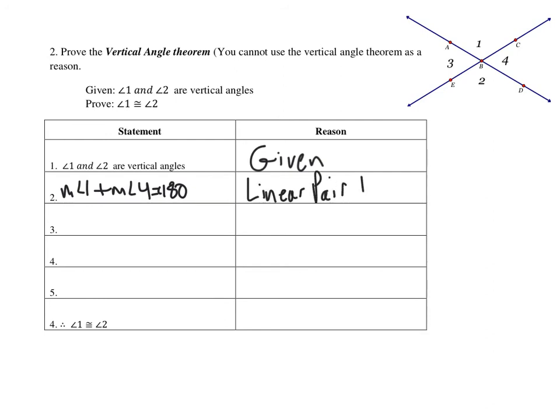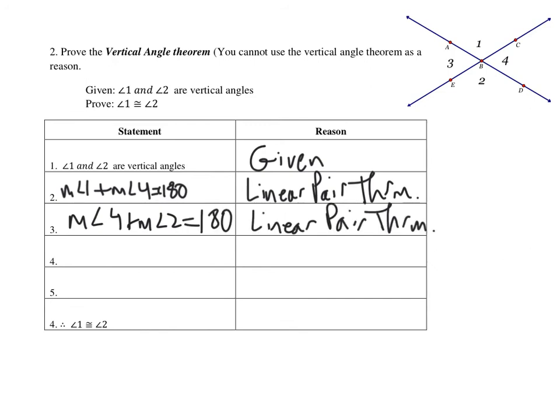Okay. And what else is true? Well, 4 and 2 add up to 180. So 1 and 4 add up to 180. And then 4 and 2 add up to 180. Okay? So let's go ahead and say measure of angle 4 plus the measure of angle 2 equals 180. And that again there is the linear pair theorem. All right, so 1 and 4 add up to 180, 4 and 2 add up to 180. So if they both add up to 180, they have to be equal to each other.